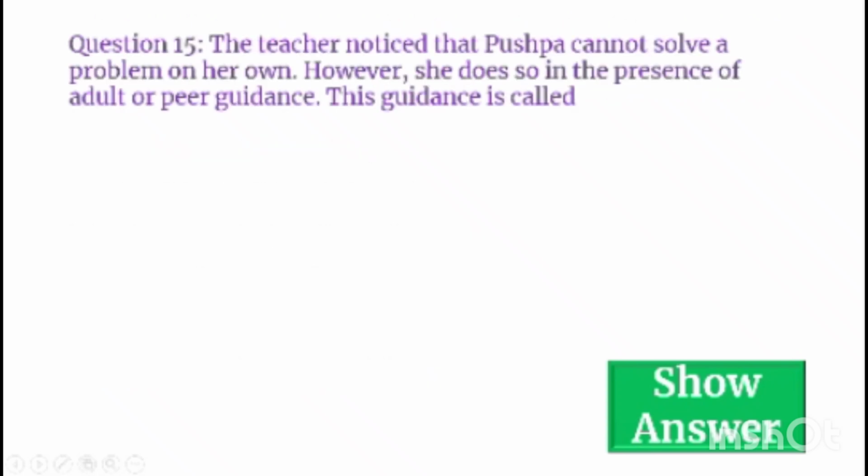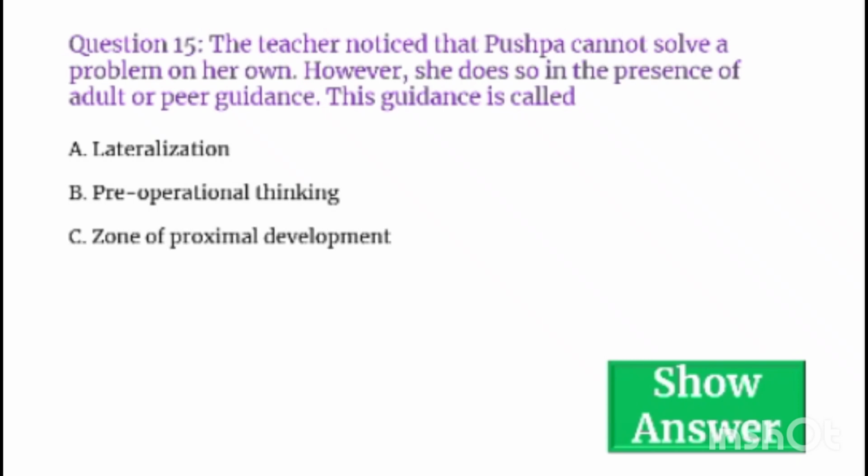Next question on your screen. The teachers notice that Pushpa cannot solve a problem on her own. However, she does so in the presence of adult or peer guidance. This guidance is called what? A, lateralization. B, pre-operational thinking. C, zone of proximal development. D, scaffolding. So, what would be the answer? D, scaffolding is the appropriate answer of this one. This type of guidance is called scaffolding. The teacher noticed that Pushpa cannot solve a problem on her own, however, she does so in the presence of adult or peer guidance.